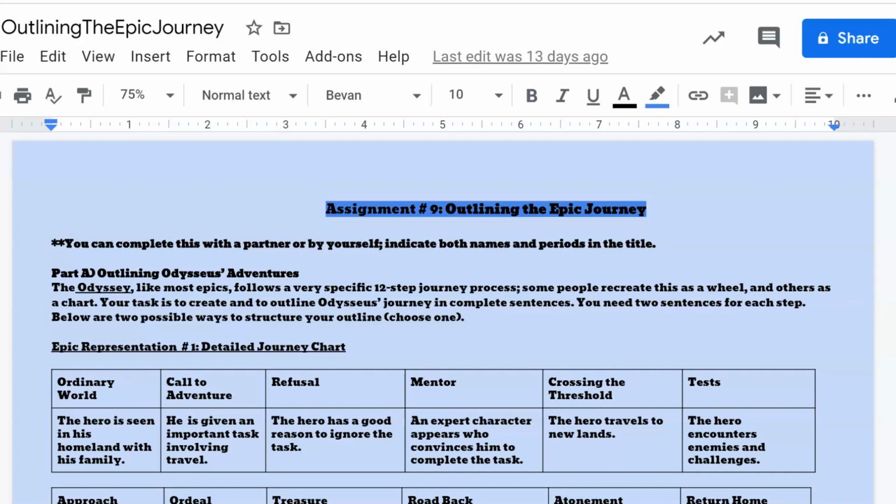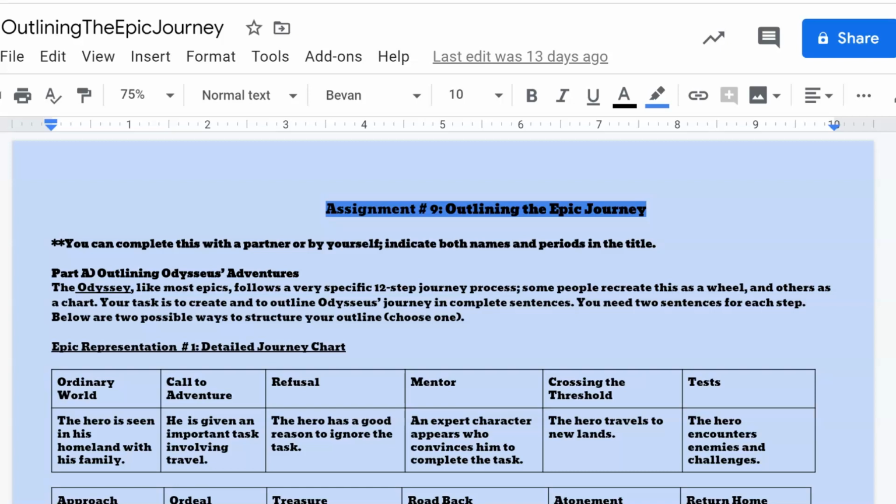Hey everyone, this is week number 3, assignment 9, outlining the epic journey. We're going to do this part in 2 different sections. So for part A, you are going to do part A for week number 3. You're going to do part B for week number 4.